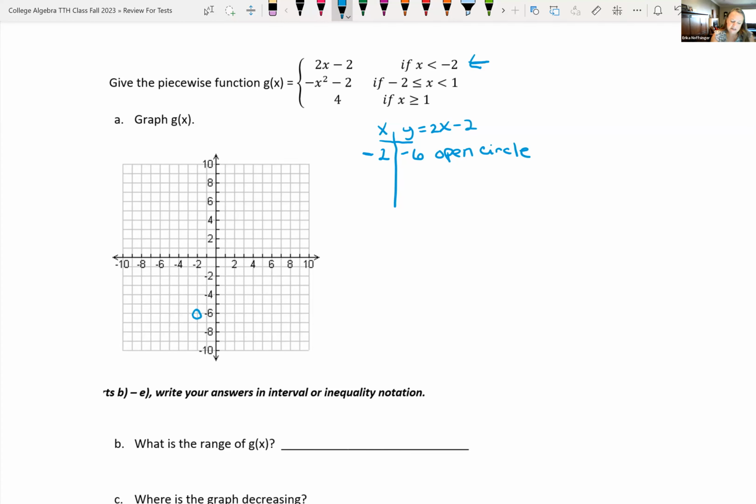So now choosing numbers, they have to be smaller than -2 to plug it into the top equation. And so -3 is smaller than -2. And so plugging in -3 for x, 2 times -3 is -6, -6 minus 2 is -8. So at -3, I have -8. So I know that this is a line, and so I would be going down, going to the left.